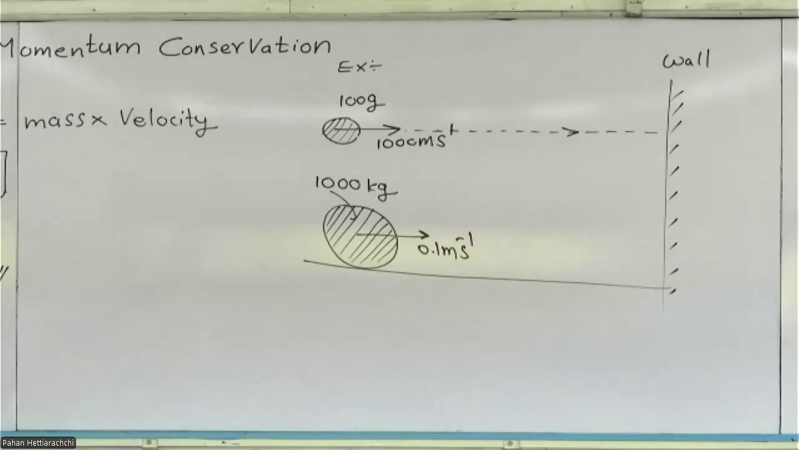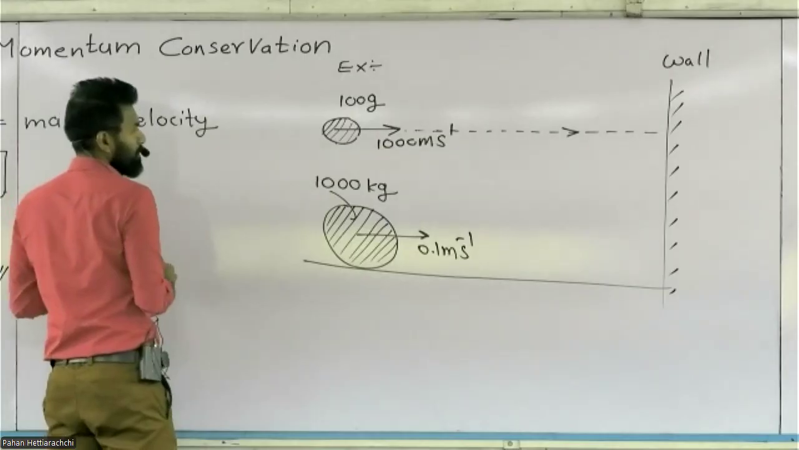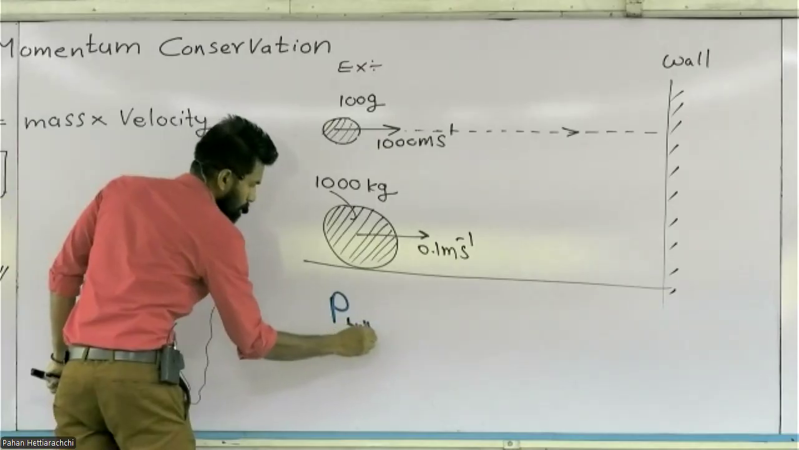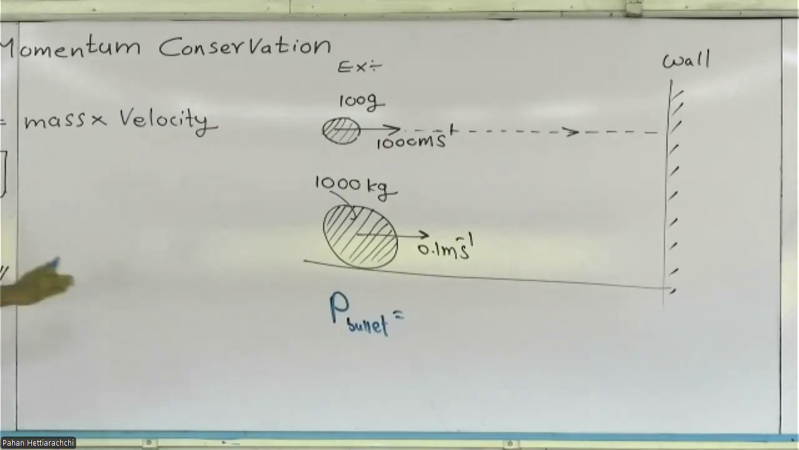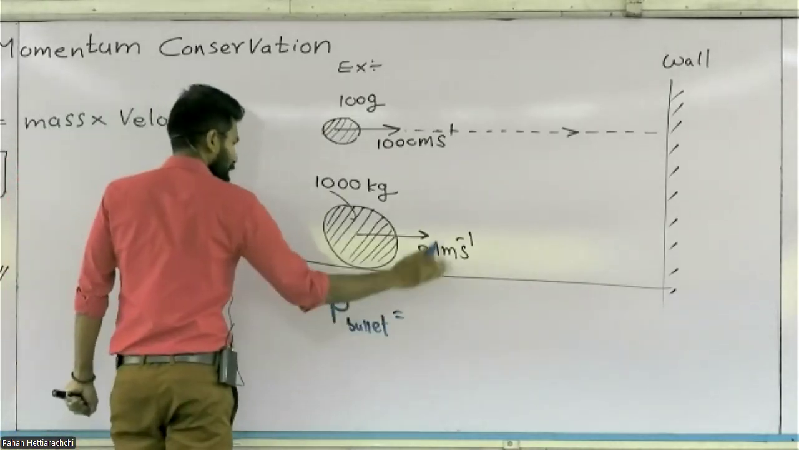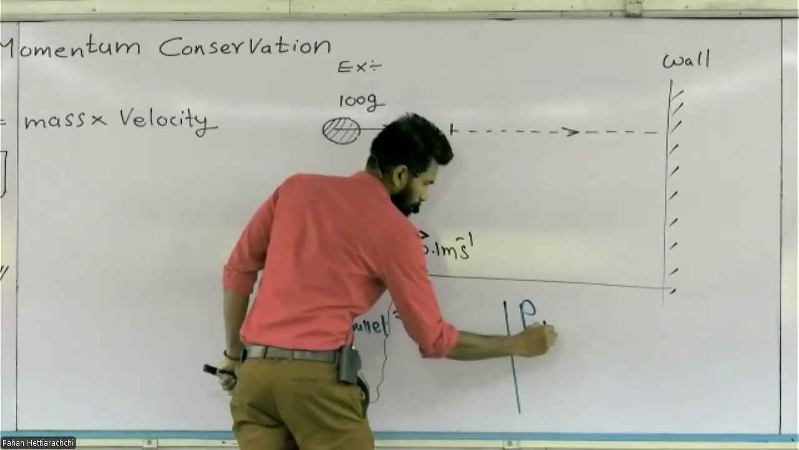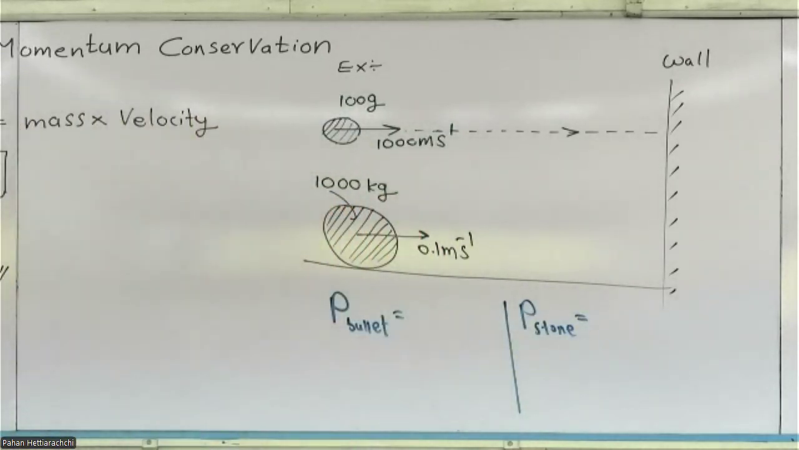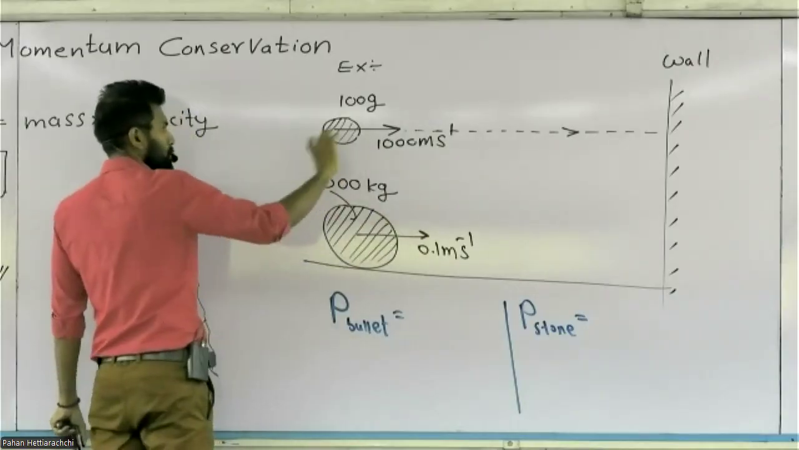Now, before explaining the physical meaning of momentum, draw this diagram, and I need you to calculate the momentum of the bullet. From the equation P equals mv, draw the diagram first, then at the bottom, calculate the momentum of the bullet and the momentum of the stone. I will show you something. Draw the diagram and calculate the momentum of these two objects separately, which are thrown towards the wall.